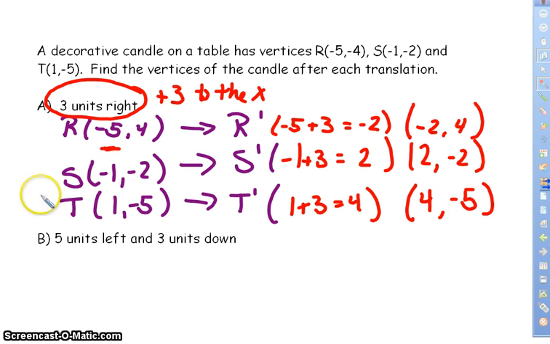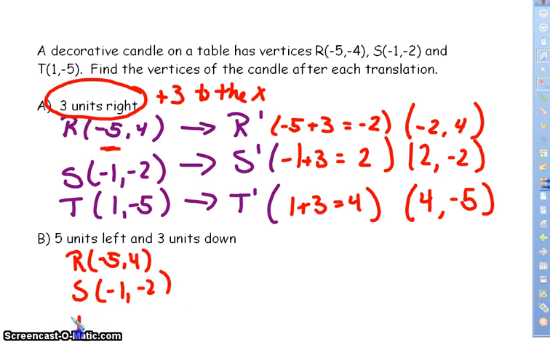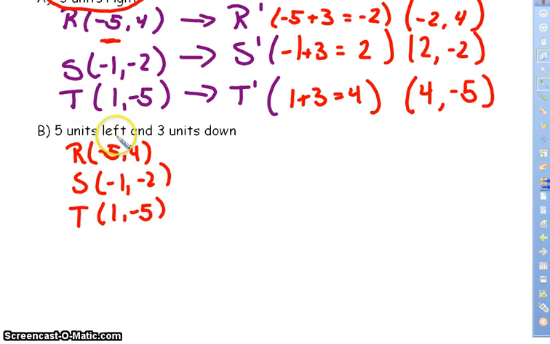Okay, now I'm going to do the same thing with B. I'm going to go ahead and write all these out so I don't forget them. R, S, and T. This time I'm going 5 units to the left, which means I'm subtracting 5, so it's going to be x minus 5, and 3 units down. So I'm going to take the y and I'm going to subtract 3 from that.